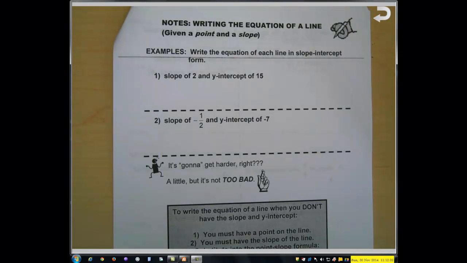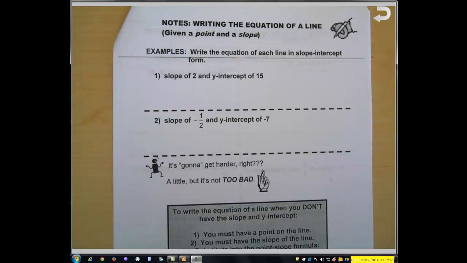Hello everyone. Today in class we learned that a line can be represented in many different ways. It can be represented by a graph. It can be represented by a set of points. It can be represented by a verbal situation. And it can be represented by an equation.